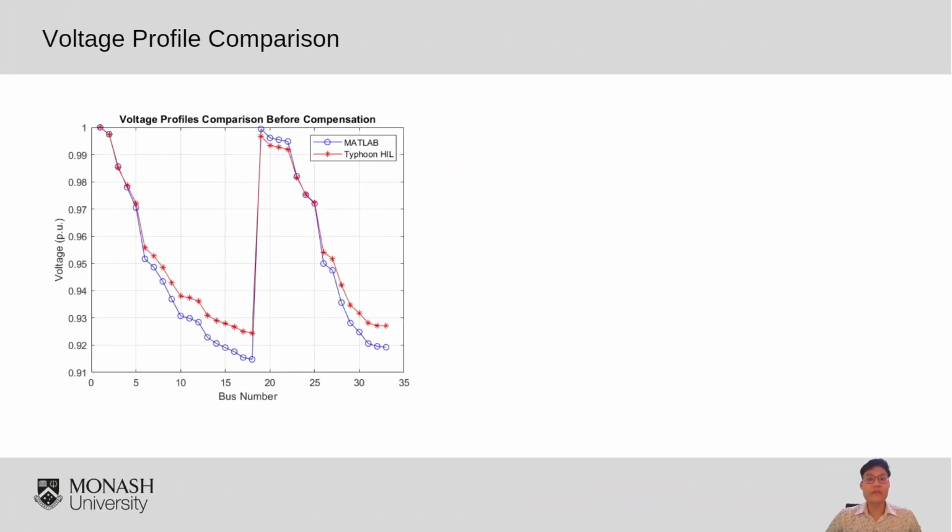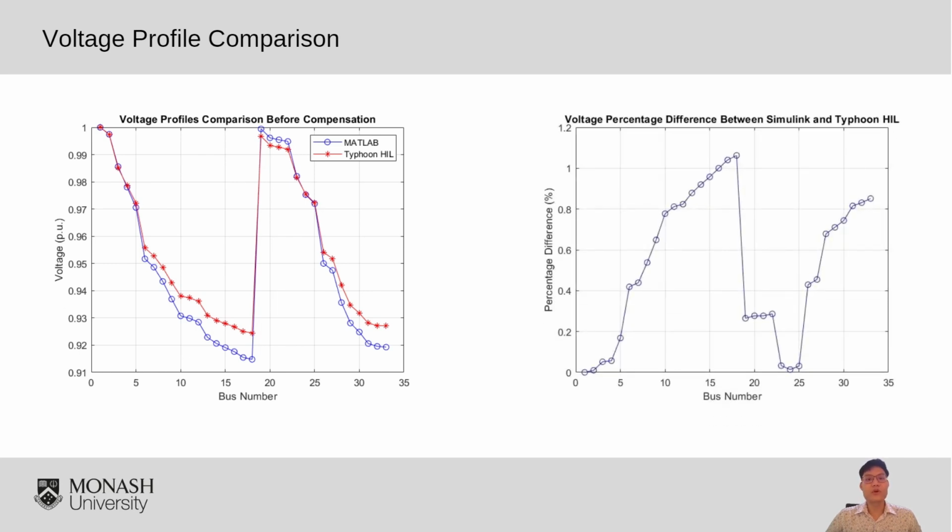Moving on to the voltage profile, the first graph shows both simulation models following a similar trend across the buses. The second graph confirms this, with the highest percentage difference being less than 1.01%. These three key results confirm that the Typhoon Hill OLTC model effectively stabilizes voltage across the bus system and that we have successfully created a working model.